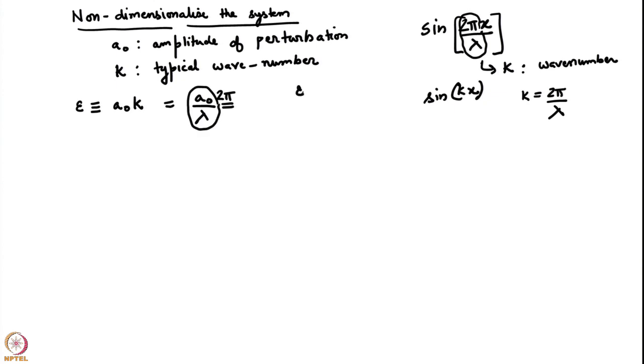So, when I say epsilon is much less than 1, it essentially means that we are looking at waves whose amplitude is small compared to their wavelength. Note that we have made what is known as the deep water approximation. We will come back to this later.